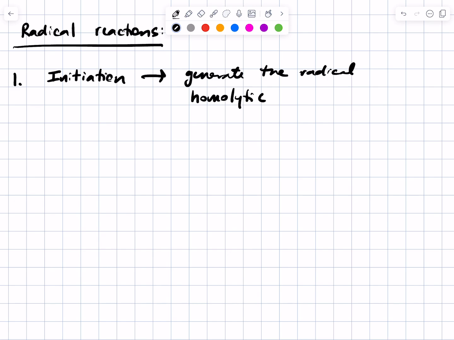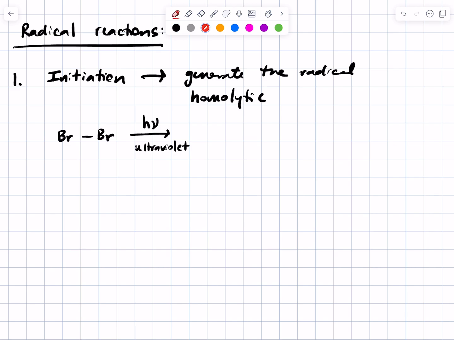As an example, I show you a couple of molecules that can undergo homolytic bond breaking. If you use ultraviolet light and some molecules that have relatively weak bonds, you can break the bond.